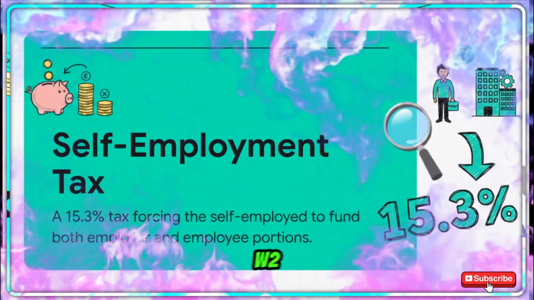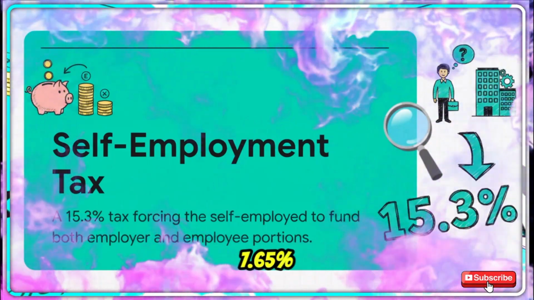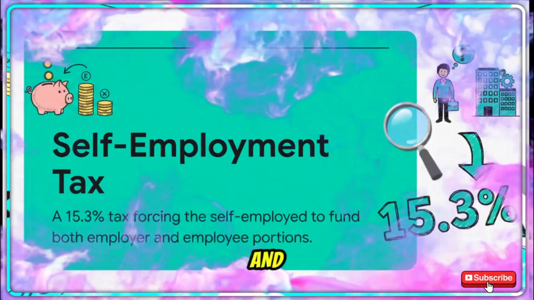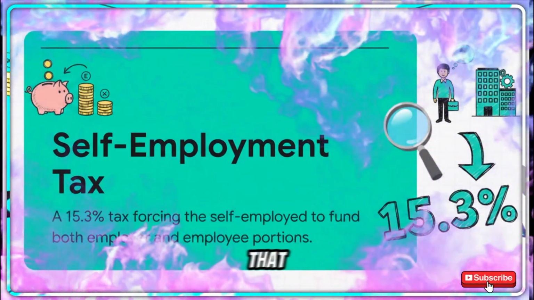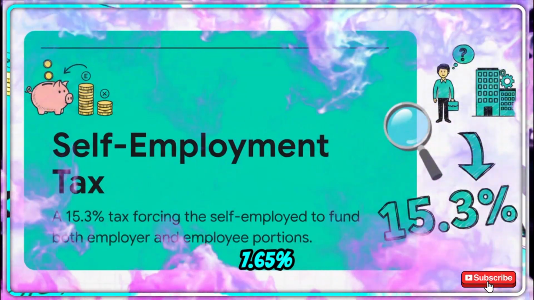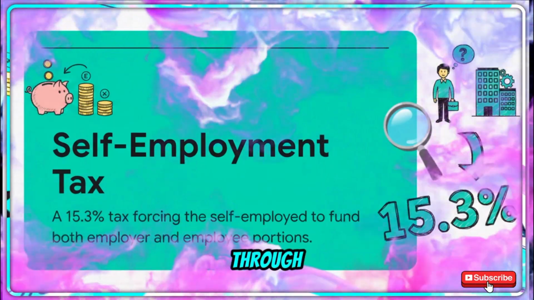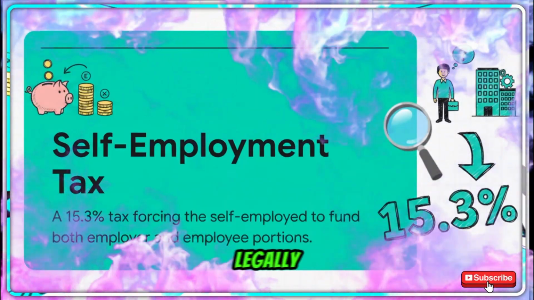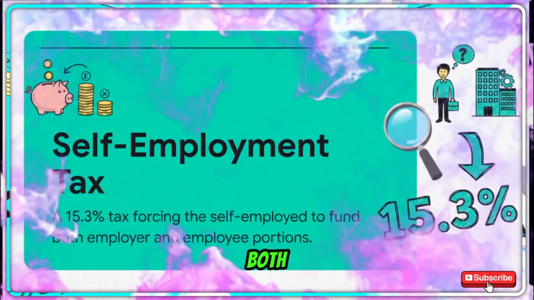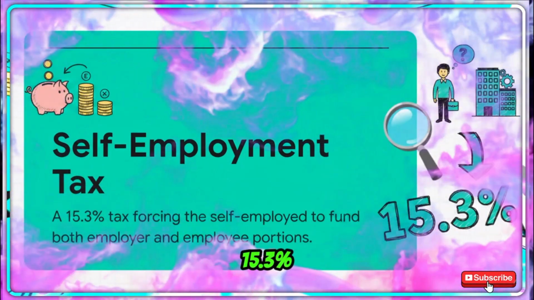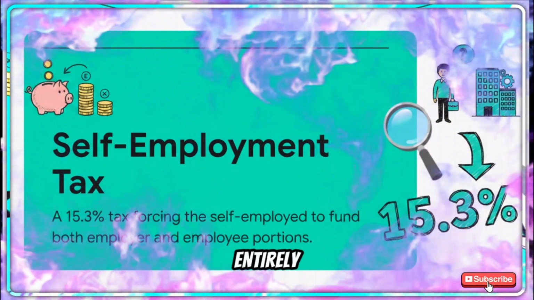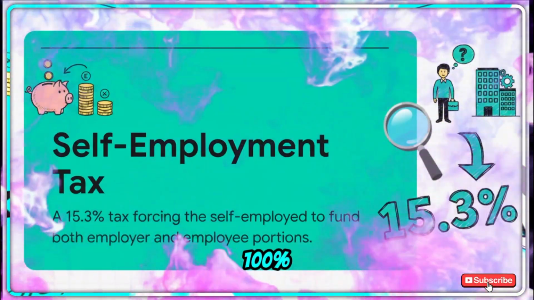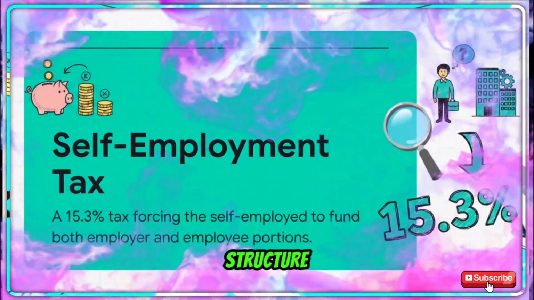Think about a standard W-2 job. The employee pays 7.65% of their paycheck towards Social Security and Medicare, and the employer legally matches that exact 7.65%. But because the default pass-through structure makes you both the employer and the employee, the IRS legally obligates you to fund both halves. You carry the entire 15.3% burden entirely by yourself. It's a direct mathematical consequence based 100% on your lack of corporate structure.